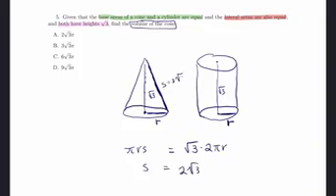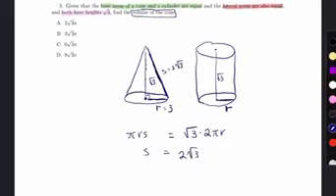Now that we know this, we can see that this is a 30, 60, 90 triangle. That tells us that r is equal to 3. The formula for the volume of a cone is V equals 1/3 pi r squared h. So plugging in everything, we will get B.